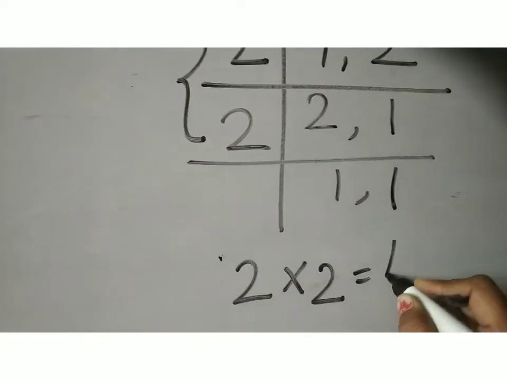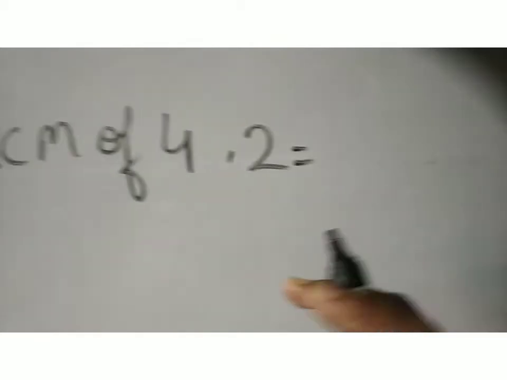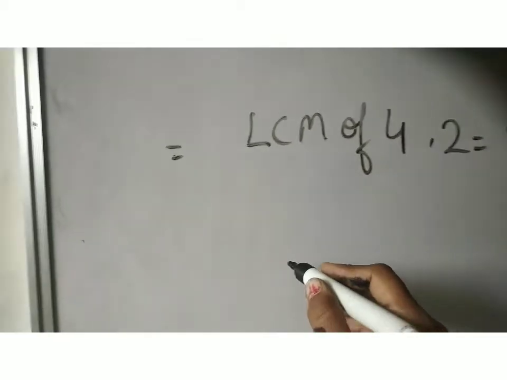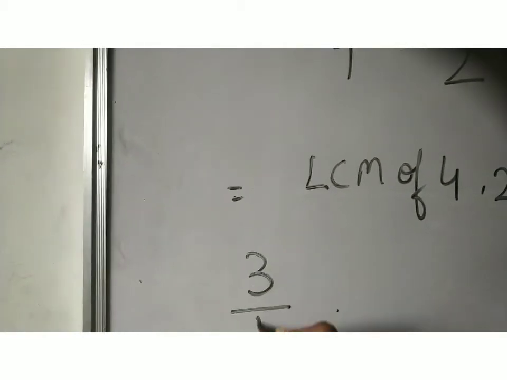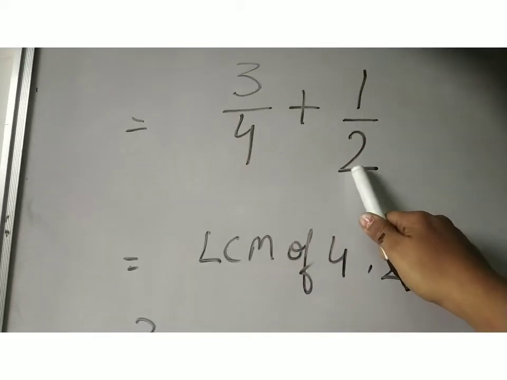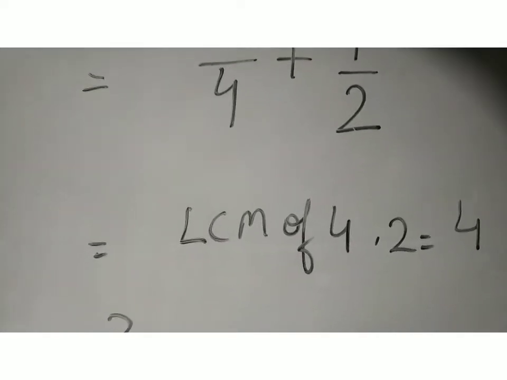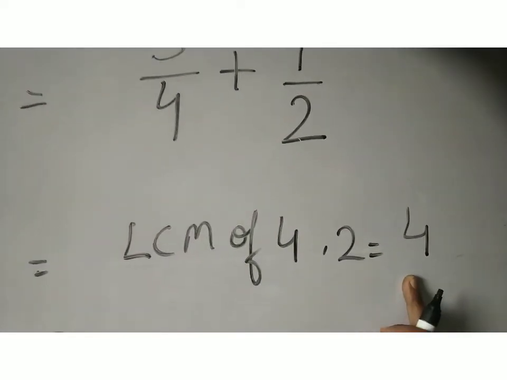So 2 2s are 4. So LCM is 4. LCM of 4 and 2, I got 4. Okay. So here 3 upon 4 and 1 upon 2. I have to make their denominators equal, same, that is equal to 4.